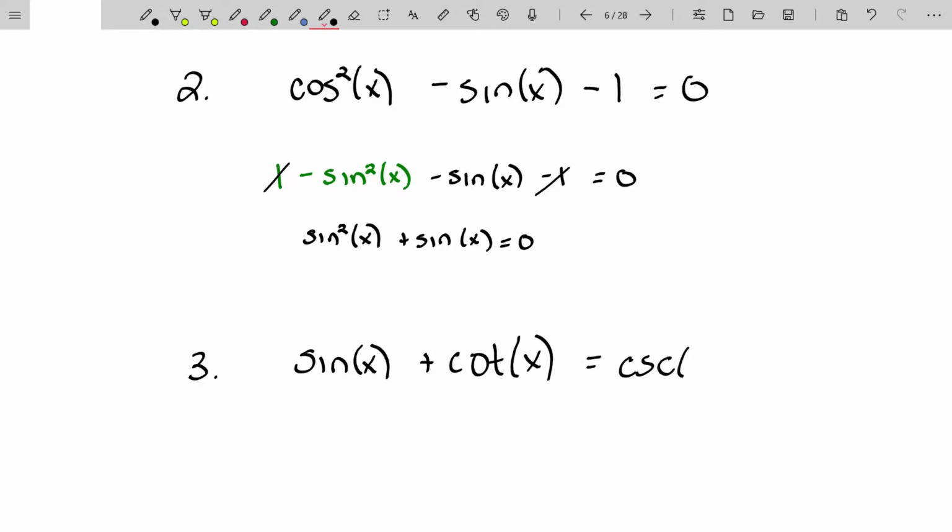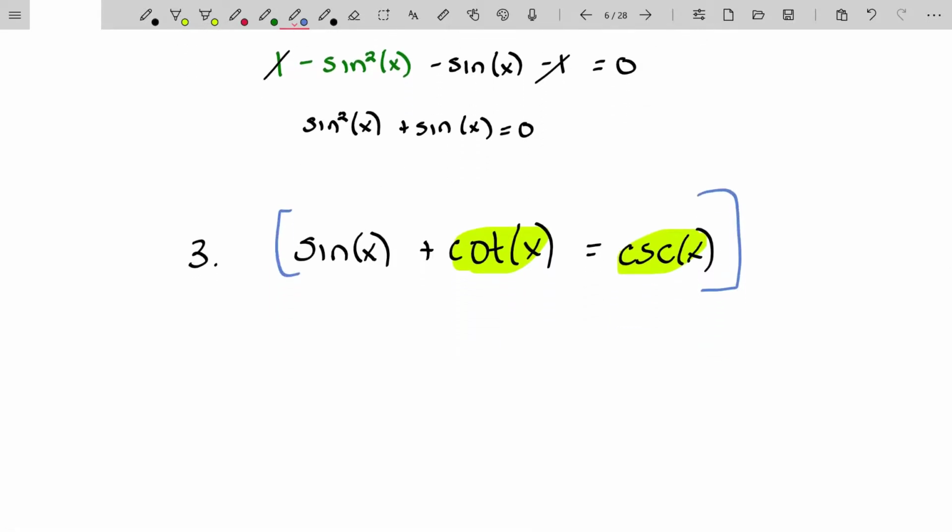Let's just pretend you were handed that. That is a really terrible mixture of trig functions. However, I know that the denominator of both of these is a sine function. So I'm going to multiply both sides by the sine. I will get a sine squared plus, well, cotangent is cosine over sine. If you multiply that by sine, the sines will cancel. So you get plus a cosine of x is equal to, and cosecant is 1 over sine. If you multiply it by sine, you get a 1.